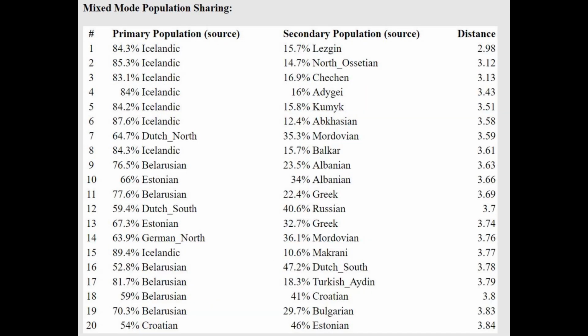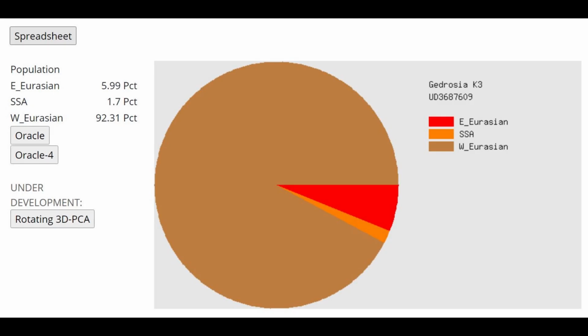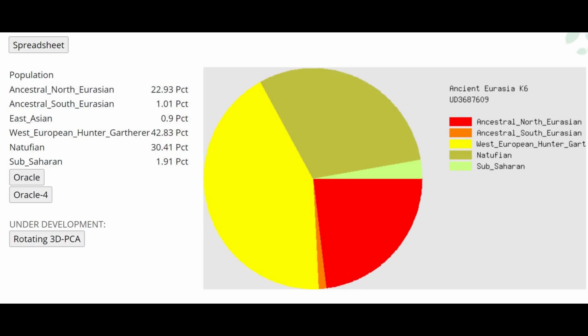And with the Oracle, he's getting modeled as a mixture of Icelandic plus Lezgin or Chechen, which is kind of like, I told you to remember the Caucasus shift that he had relative to Icelandics. Well, there it is. And this is what he scores with Gedrosia K3. Now, a modern Swedish person is not going to score like this. A modern Swedish person is going to score 100% West Eurasian, but keep in mind that this is an ancient individual who did not have a lot of the modern Caucasoid drift.